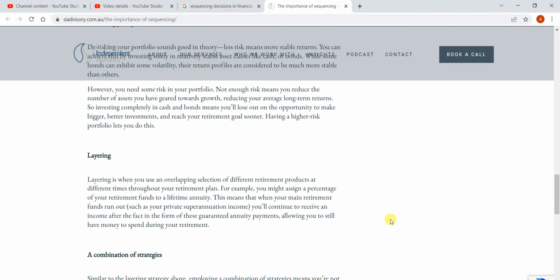Layering. Layering is when you use overlapping sections of different retirement products at different times throughout your retirement plan. For example, you might assign a percentage of your retirement funds to a lifetime annuity. This means that when your main retirement funds run out, you will continue to receive an income in the form of these guaranteed annuity payments, allowing you to still have money to spend during your retirement.